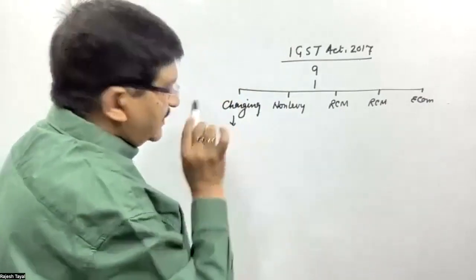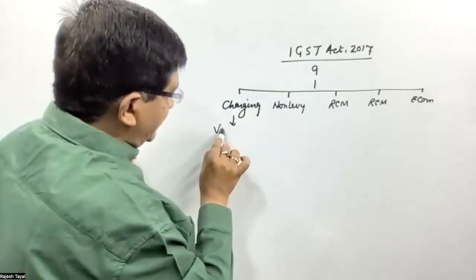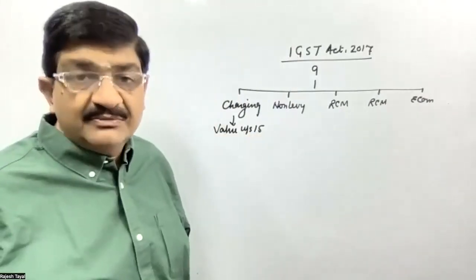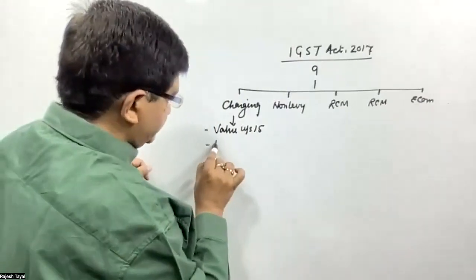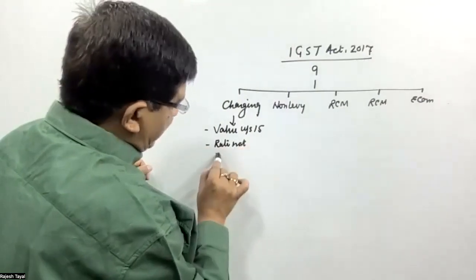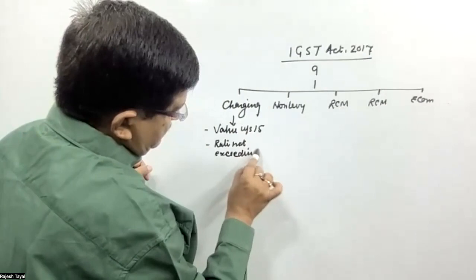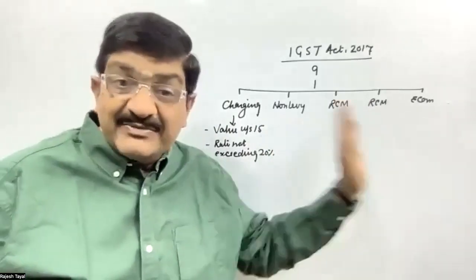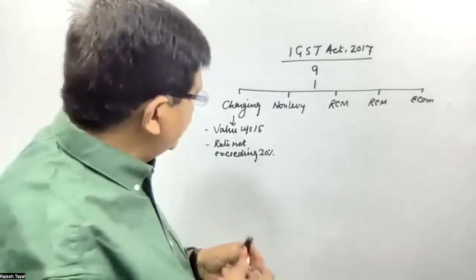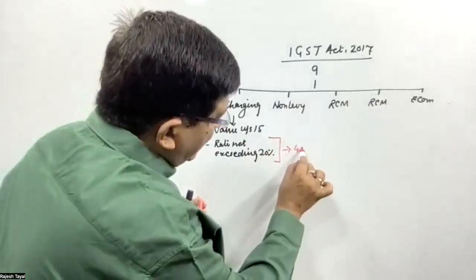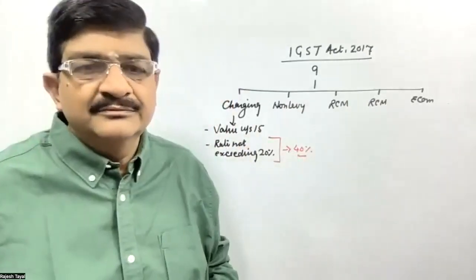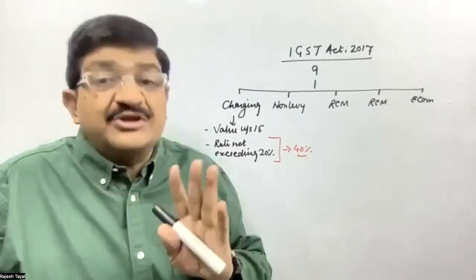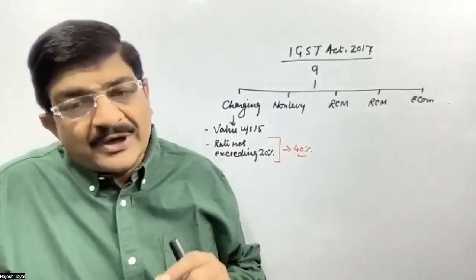Here, what was said in the charging portion? The value is under Section 15. How are the values to be determined for charging? As per Section 15. And the rate not exceeding 20%. Right? These were the main things. Everything else will remain the same. Whatever change you are going to see, you will find only in this portion. This will become 40% for IGST. This is the only change. So the rest of the section, no change at all. The only variation is that instead of 20, it becomes 40%.